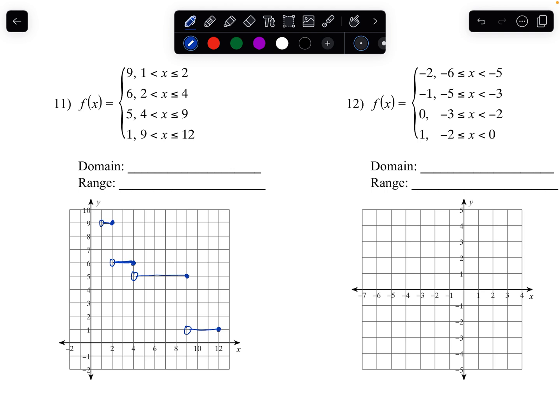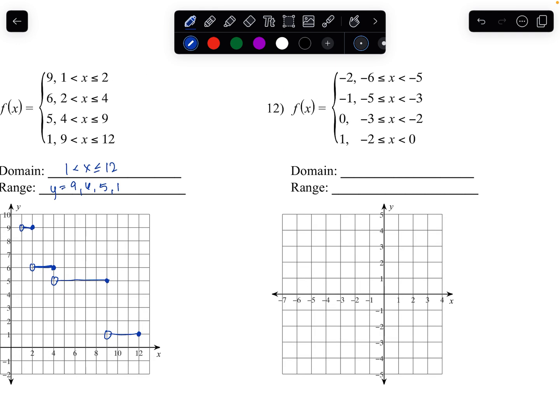Okay, the domain is going to range from 1 is less than x is less than or equal to 12. And the range, y, is going to be equal to 9, 6, 5, 1. I guess you could write that in the other order, 1, 5, 6, and 9, but it doesn't matter too much.